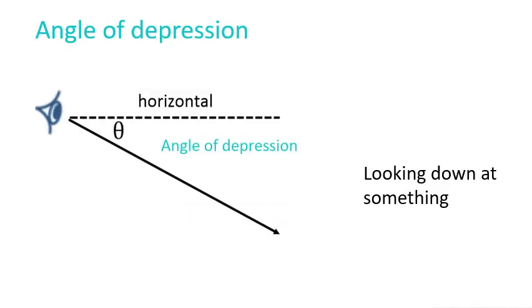The angle of depression is when you're looking down at something. So when you think about it, if you're feeling depressed, you're feeling really down. So this here, looking down, this is the angle of depression. So can you please copy this diagram as well into your book?